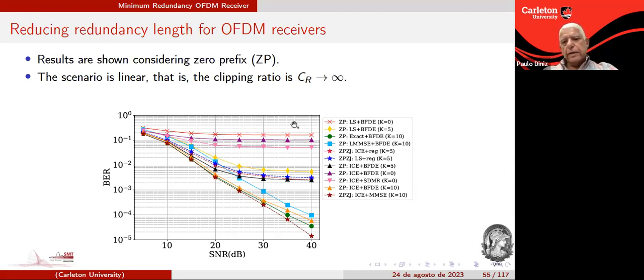But here's the worst case: I have no redundancy at all. I take the normal solution, I get this bit error rate here, and then I have the ICE, which means the first neural network that I proposed as a learning approach to improve my performance. I get some improvement, and I get a little bit more performance improvement when I use the two networks, okay? And in the middle here, the same trend happens, okay?